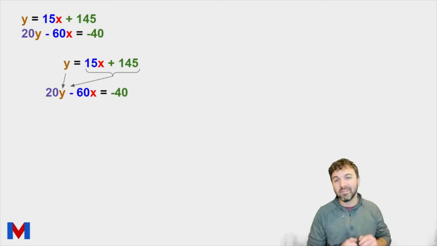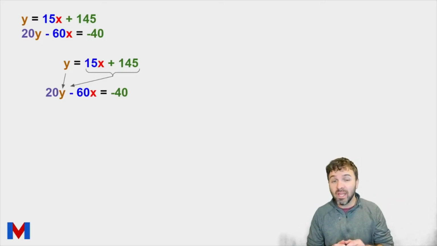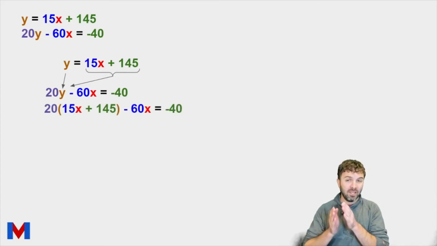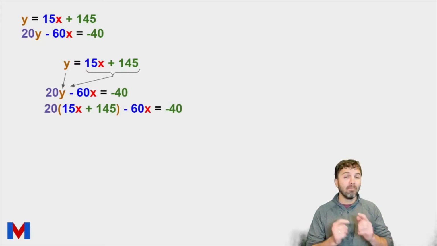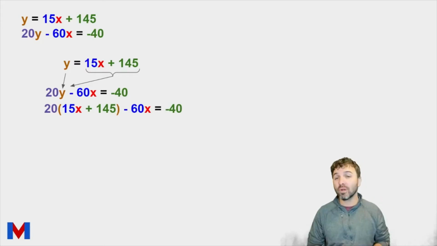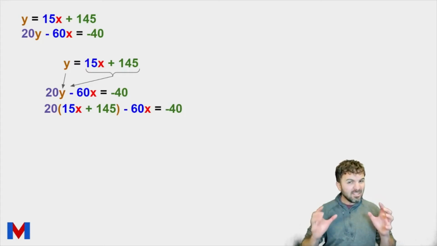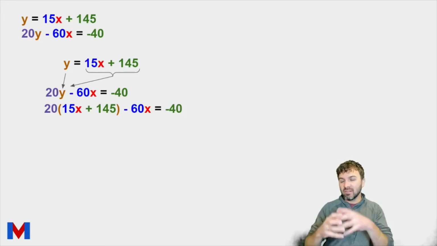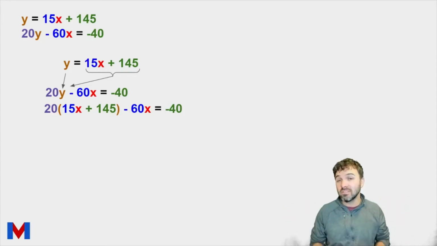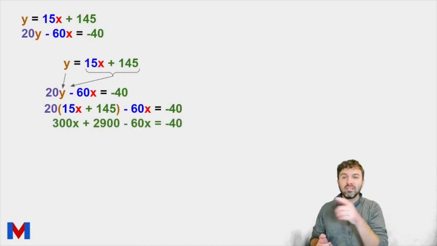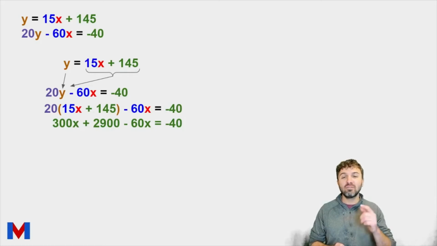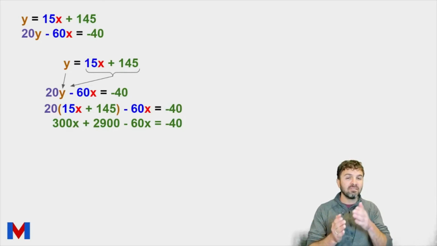Whoa. Okay, let's rewrite this now with this new information that we have. It's going to look a little crazy, but that's okay. 20 times 15x plus 145 minus 60x equals negative 40. That's crazy, but we can do this. We're going to distribute first to kind of clean this up, and then we'll start to solve this equation. So let's distribute. 20 times 15x is 300x, and 20 times 145 is positive 2900. And then there's that minus 60x equals negative 40.